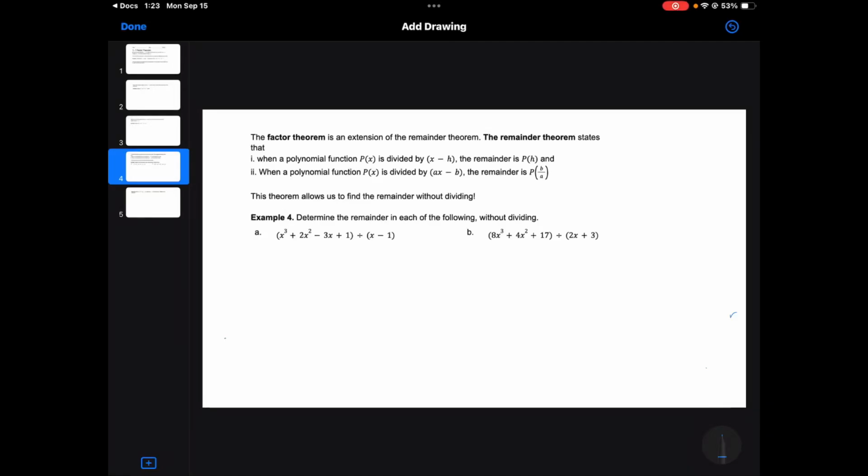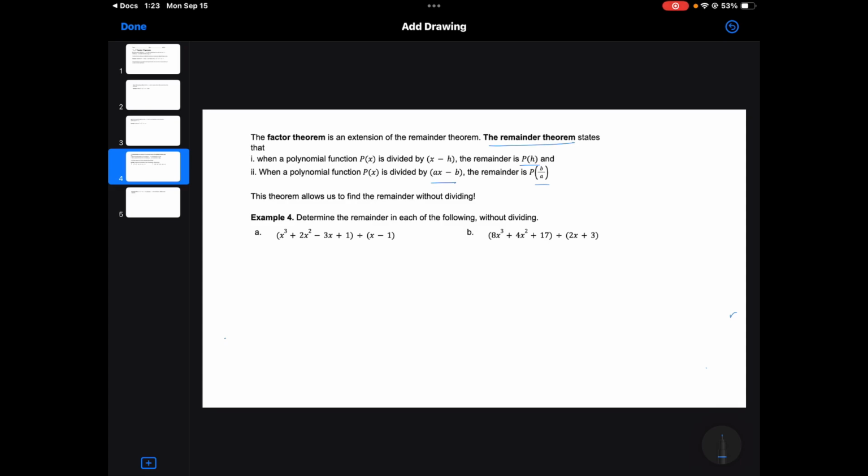This video goes over the remainder theorem and the factor theorem. We're going to start actually with example 4, which is the remainder theorem, which states that when a polynomial function is divided by x minus h, the remainder is the polynomial evaluated at h, and if it's divided by ax minus b, the remainder is the polynomial evaluated at b over a.